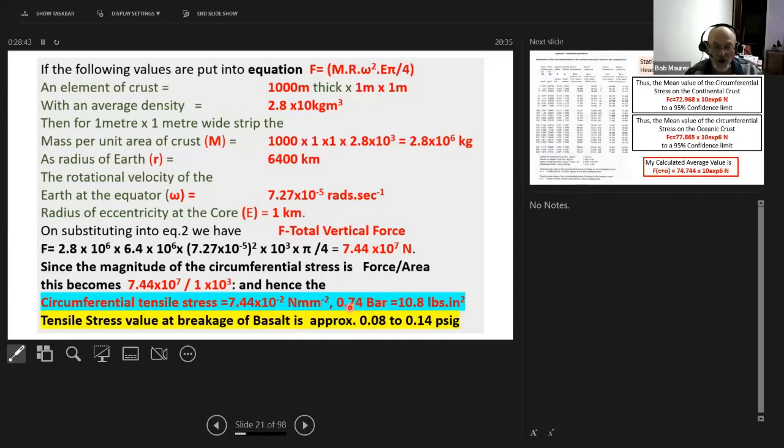And as I was brought up in imperial circumstances, I've come back to pounds, feet, inches, and pints. It comes down to 10.8 pounds per square inch. Well, what is 10.8 pounds per square inch? It's a flat tire, a very flat tire, but it's 100 times stronger than the tensile strength of the basalt in the oceanic lithosphere and the mantle, which has a proven tensile strength on the lab benches between 0.08 and 0.14. So 10.8 is nearly 100 times greater than the circumferential force.